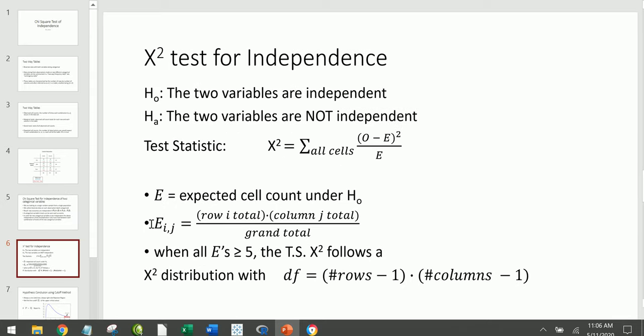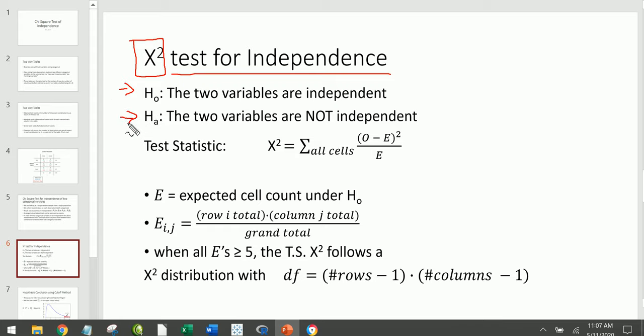Go forward a little bit and then come back to expected cell counts. By the way, the Greek letter chi, this is the chi-square test for independence. That's another way you can write it. The null hypothesis, very important, says that the two variables in question are independent. They do not inform one another. Knowing something about one of them doesn't tell you any information about the other one, both ways.